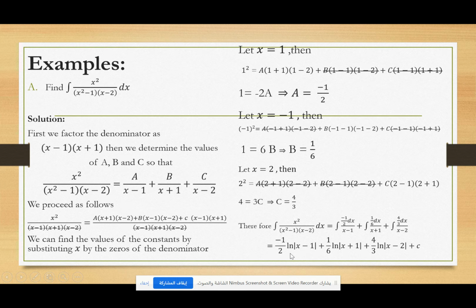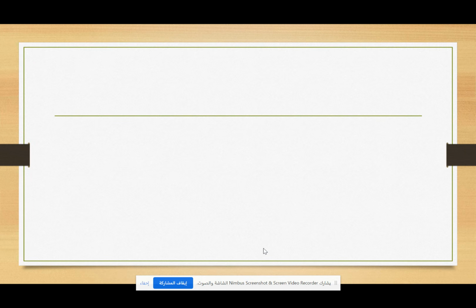Negative half outside, ln the denominator, and keep it inside absolute value because ln doesn't accept negatives. A plus 1 over 6 ln the denominator again, absolute value of x plus 1, plus 4 over 3 ln absolute value of x minus 2, plus c because our integration is indefinite. Now this is what we get from example number 1. Let's go to example number 2.